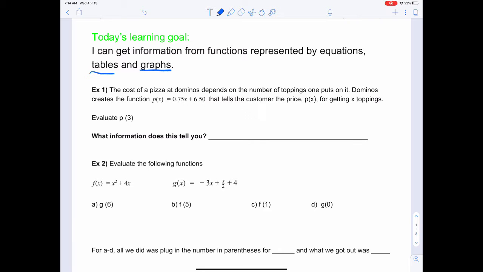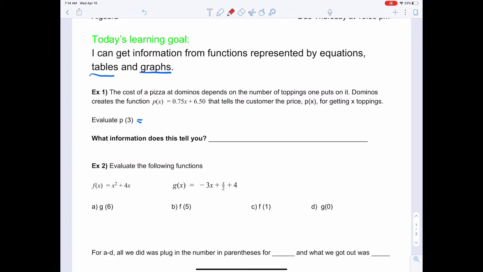Read along with me. The cost of a pizza at Domino's depends on the number of toppings one puts on it. Domino's creates the function p of x equals 0.75x plus 650 that tells the customer the price p of x for getting x toppings. Evaluate p of 3. So if you remember, all that means is we're going to plug the 3 in for the x in the equation.